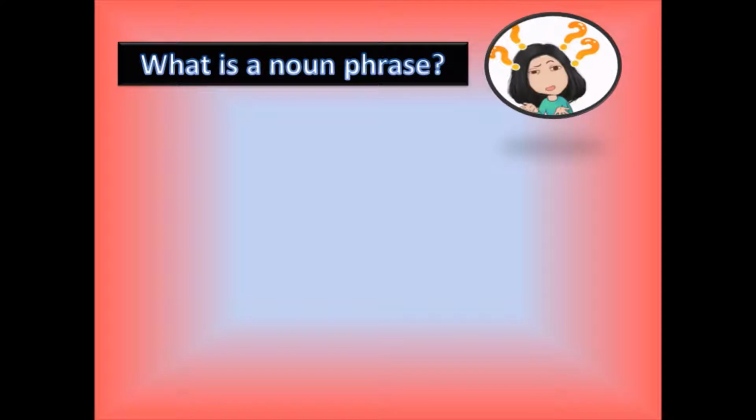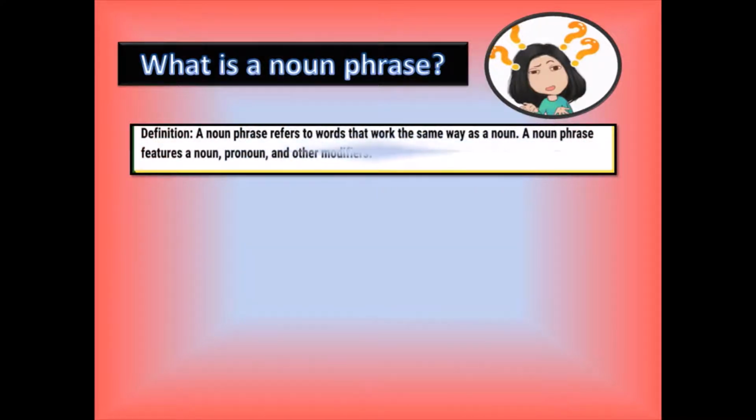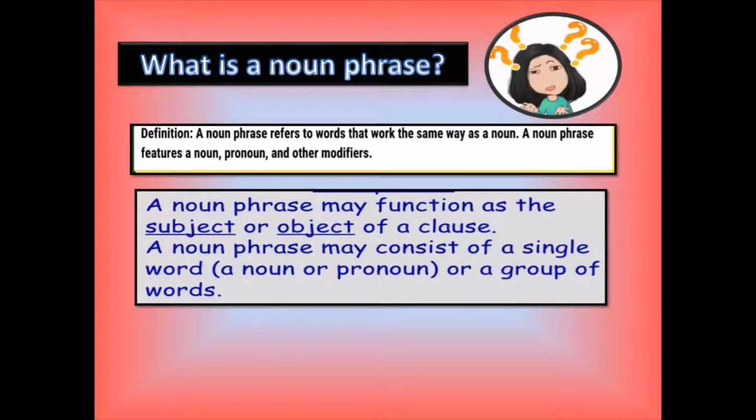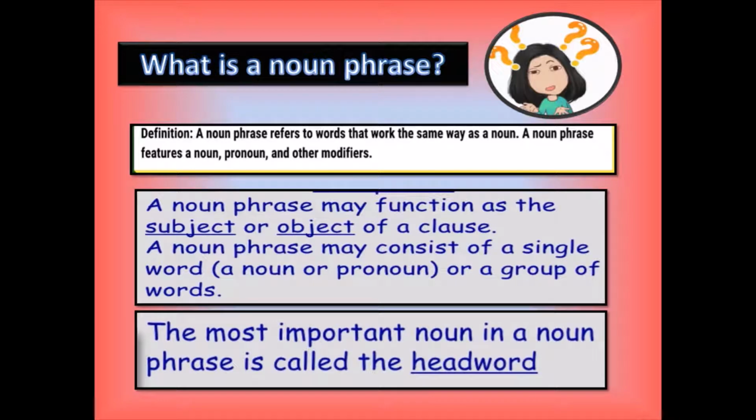To begin with, let us identify what a noun phrase is. A noun phrase refers to words that work the same way as a noun. A noun phrase features a noun, pronoun, and other modifiers. Remember, a noun phrase may function as a subject or object of a clause or your sentence. A noun phrase may consist of a single word, a noun or pronoun, or a group of words. Now, the most important noun in a noun phrase is called the head word. That is the most important detail in your phrase.